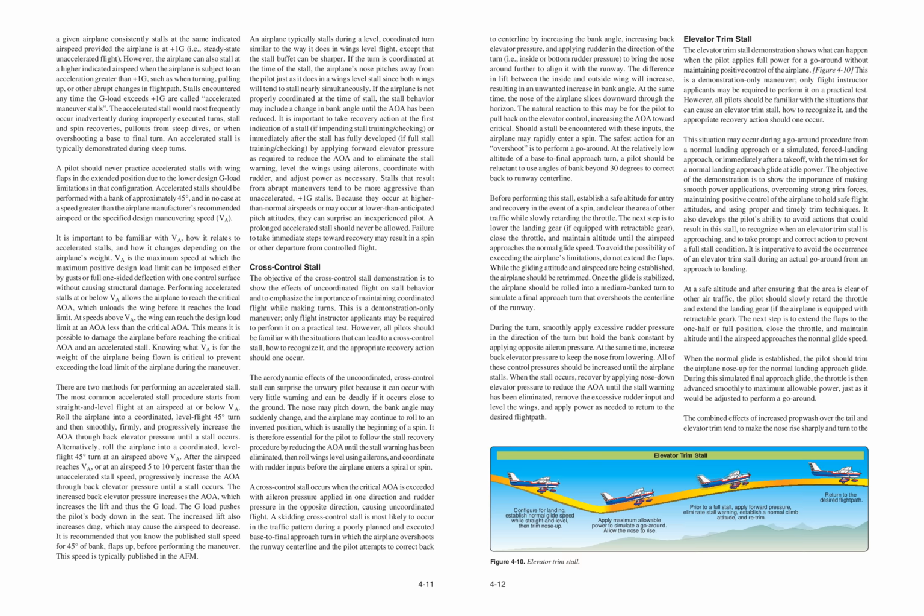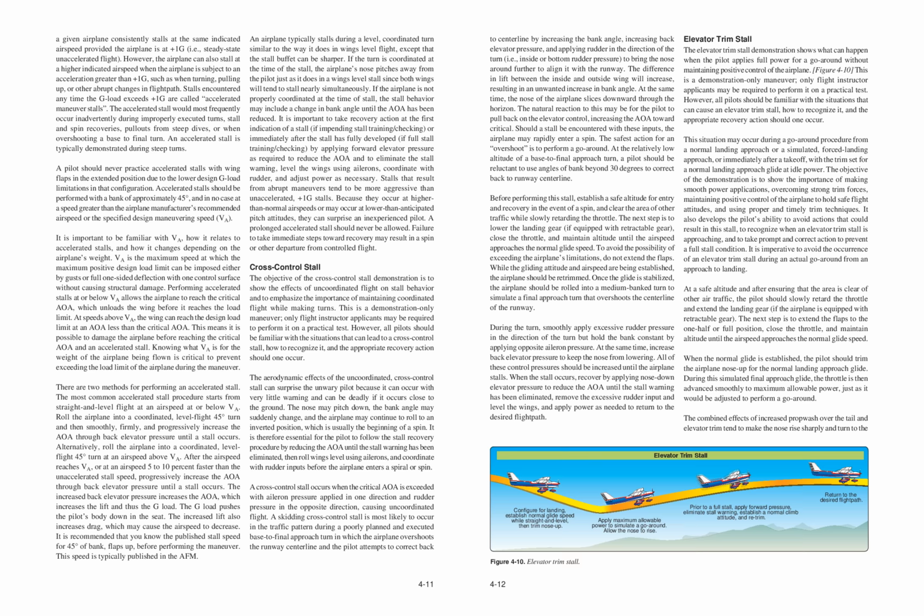If the turn is coordinated at the time of the stall, the airplane's nose pitches away from the pilot just as it does in a wings level stall, since both wings will tend to stall nearly simultaneously. If the airplane is not properly coordinated at the time of stall, the stall behavior may include a change in bank angle until the AOA has been reduced.